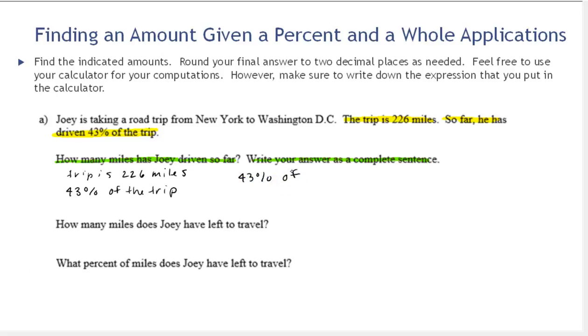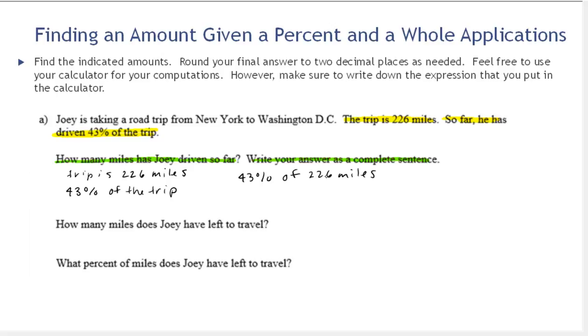So to find this amount, we want to find 43% of 226 miles. Okay, so we know this is our percent, this is our whole, and we're looking for the corresponding amount. Just to make an estimate at first, this is less than 50%, so it'll be less than half of these miles, 113 miles.